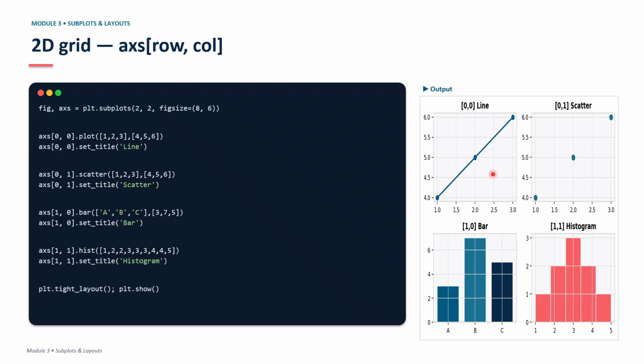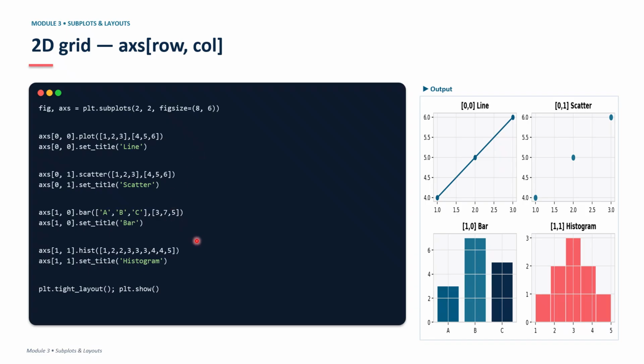The main key line here is figure comma axis is equal to plt.subplots of 2 comma 2. So 2 comma 2 means 2 rows, 2 columns. The index will start from 0, then 1. So 0,0, 0,1, 1,0 and 1,1. So we have got 2 rows, 2 columns, and the figure size is 8 comma 6.